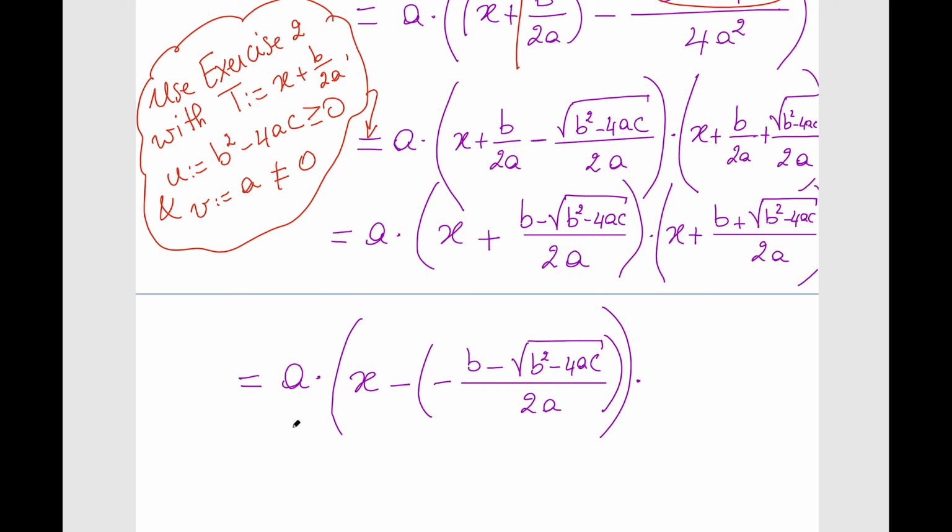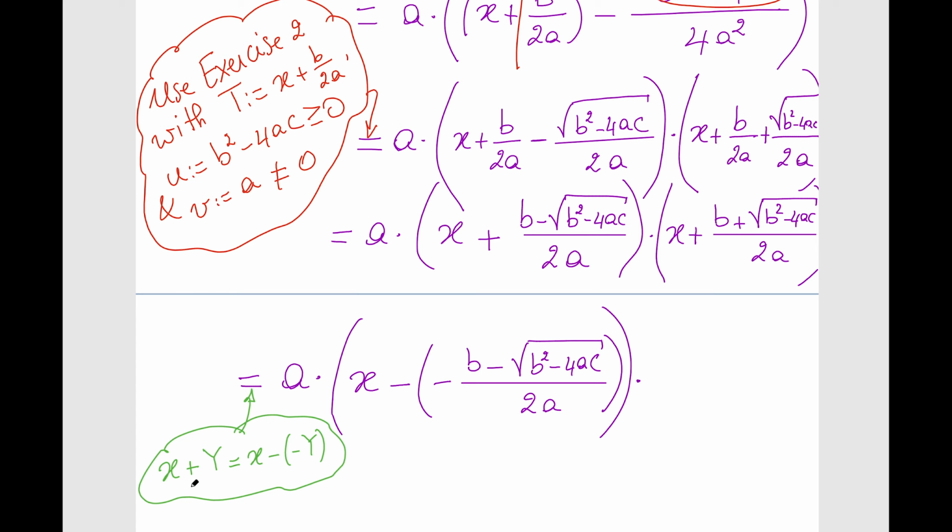What did I do here? Well, technically, this is what I did. Let me isolate this concept for you. If you have x plus y, that's the same thing as x minus the negative y, right? That's exactly what I did here. Do you agree with me? If you add something to another thing, it's the same as if you subtract the opposite of that thing, right?